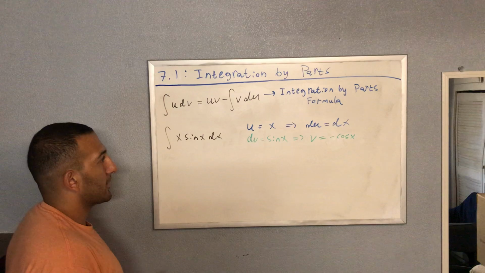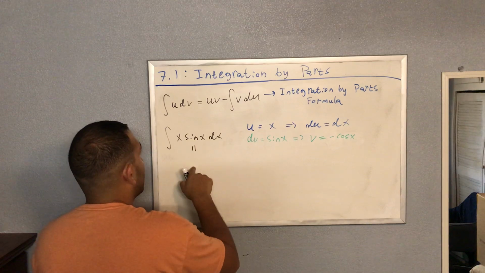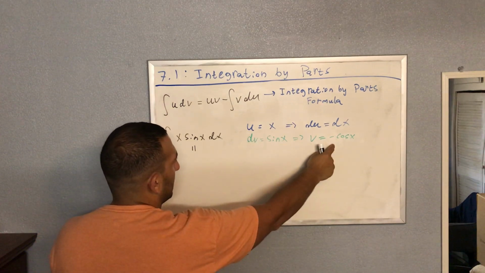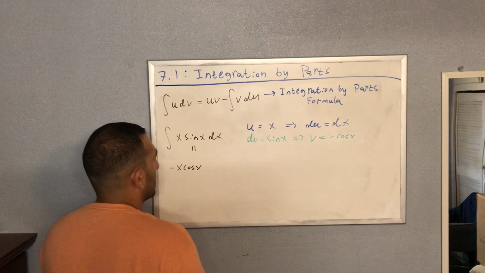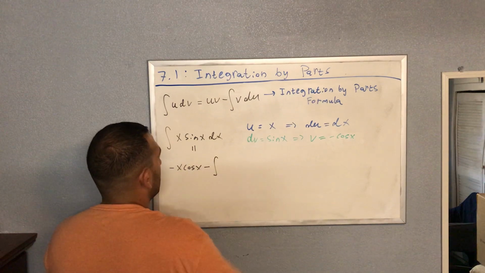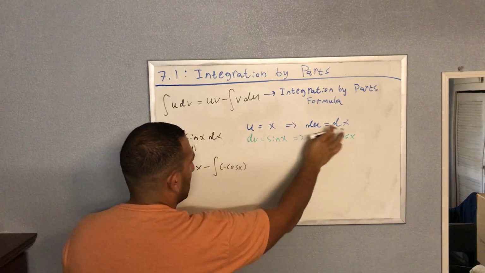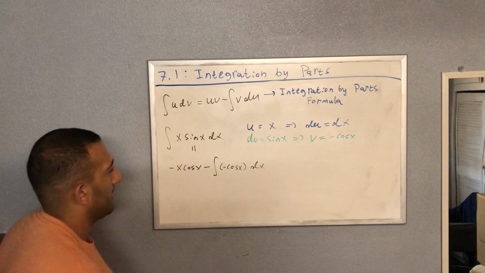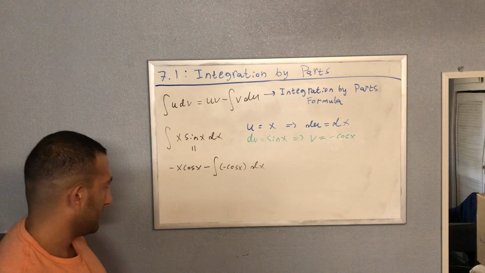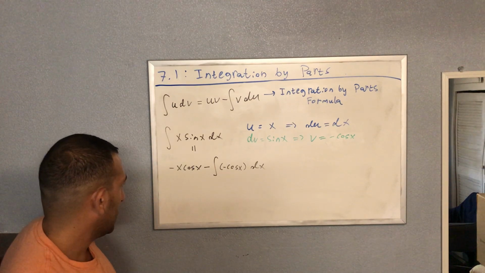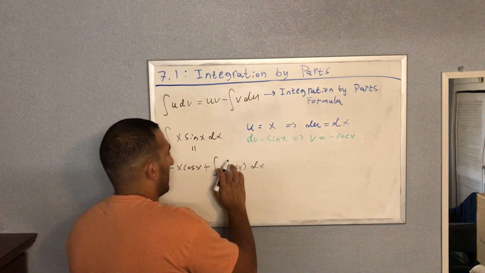So using our integration by parts formula, we now know that this integral is the same as u times v, so x times negative cosine x, which gives us negative x cosine x, minus the integral of v, negative cosine x, du, which is just dx. So we're just making the appropriate substitutions here. And then notice this minus sign floating out here, we'll just turn this to a plus, and we'll be left with this.